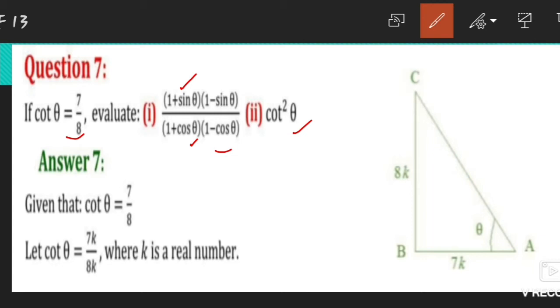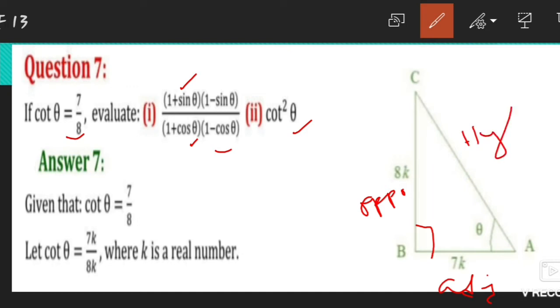You know the formula: sin theta is opposite by hypotenuse, cos theta is adjacent by hypotenuse. If you look at the figure ABC where the right angle is at point B, then BC will be the opposite side and AB will be the adjacent side. That means to find cos theta and sin theta, I have to find the length of the hypotenuse also.